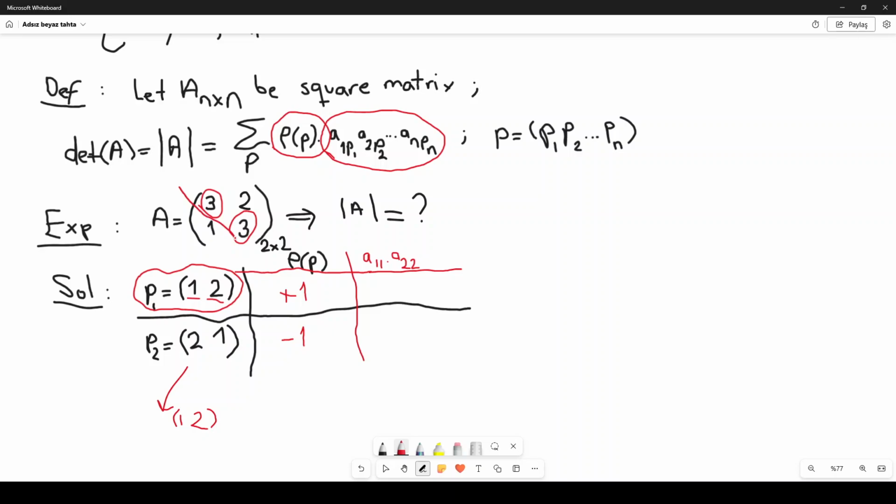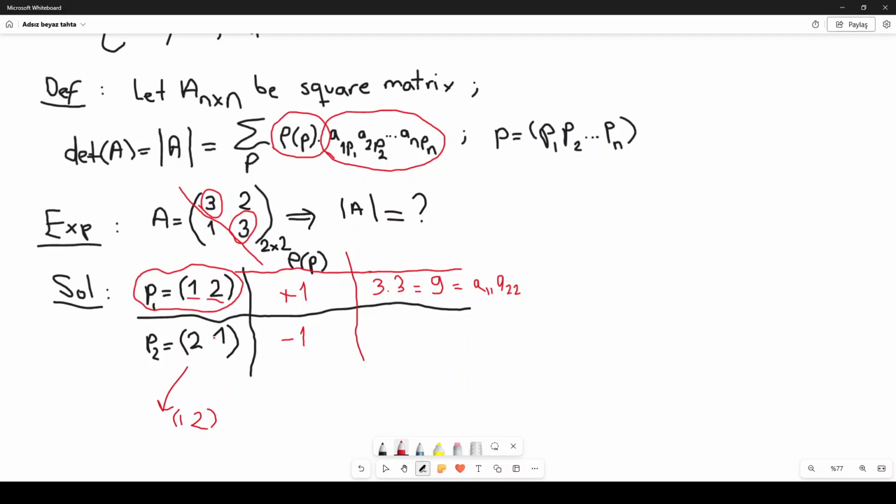So these are the elements that lie on the principal diagonal, right? If we draw this line, as you remember, this is the principal or main diagonal. So what is the result? We have 3 times 3, which is equal to 9. Let me write it right here. How did I find this value? A11 times A22, right? That's the value. Okay, let's continue.